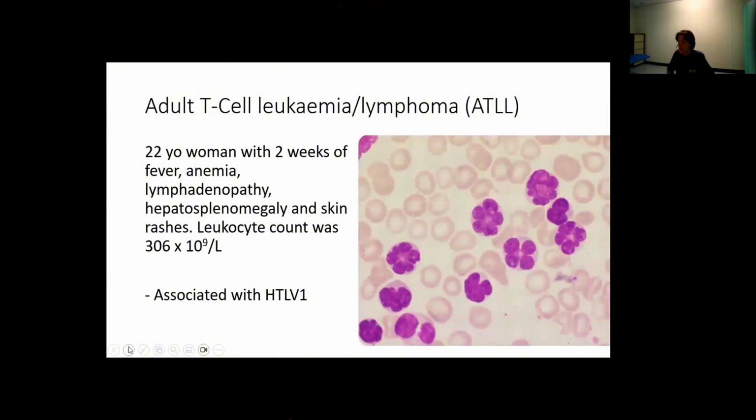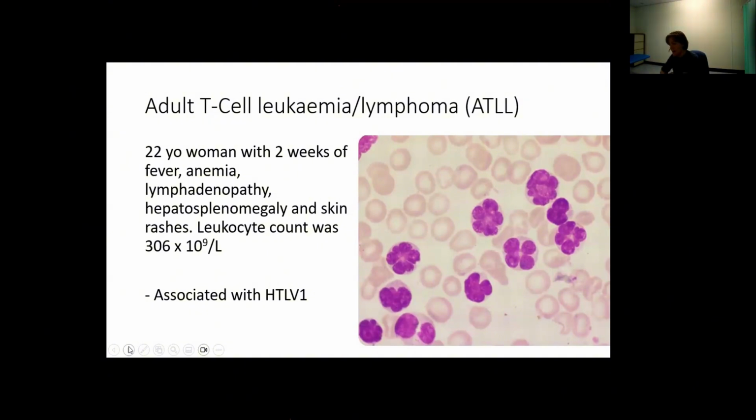This one you may well see more commonly than we do. It's a 22-year-old lady with a 2-week history of fever and anemia with marked lymphadenopathy, hepatosplenomegaly, and skin rashes. And these are classically described as being flower cells, where the nucleus looks like a flower, and is associated particularly with HTLV infections. So this is adult T-cell leukemia lymphoma. Again, quite difficult to treat, but if you see it under the microscope it is quite striking.